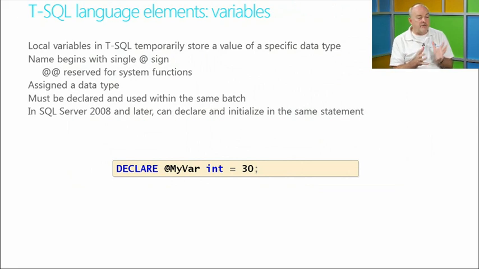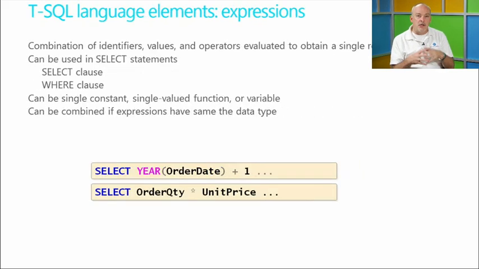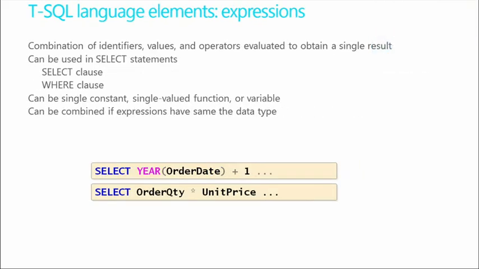Now, the idea of using variables is very powerful, because this gives us the opportunity to reuse items like stored procedures that we created and pass different values with these variables. So we'll see how we can declare a variable, very straightforward. We can also declare and initialize it at the same time, beginning with SQL Server 2008, in fact. We'll talk about how powerful variables can be to make something like a stored procedure more flexible and dynamic.